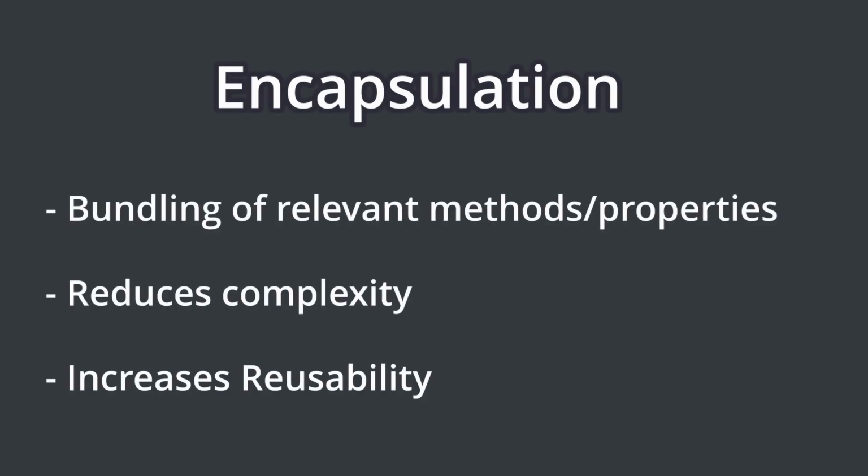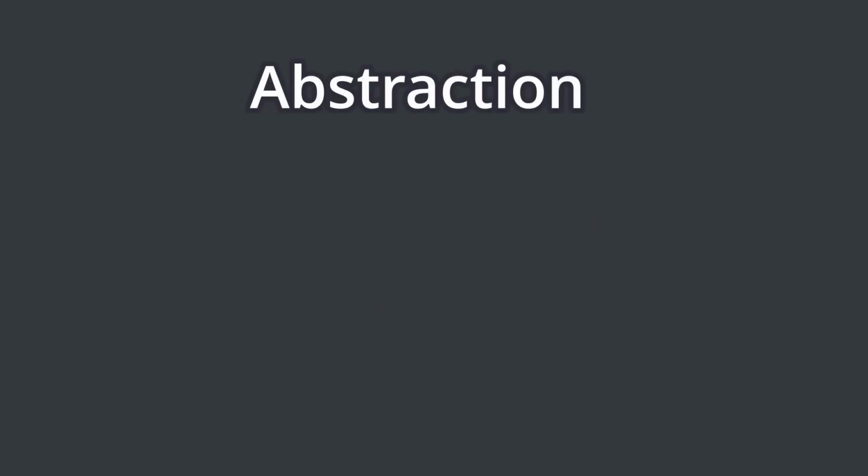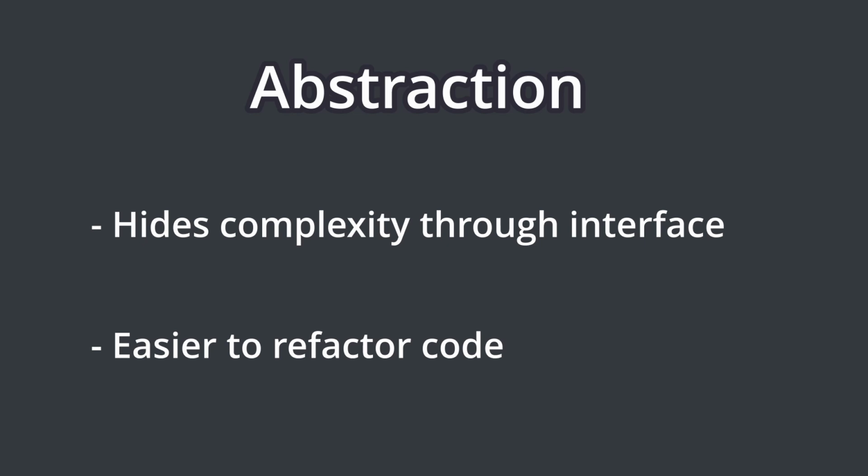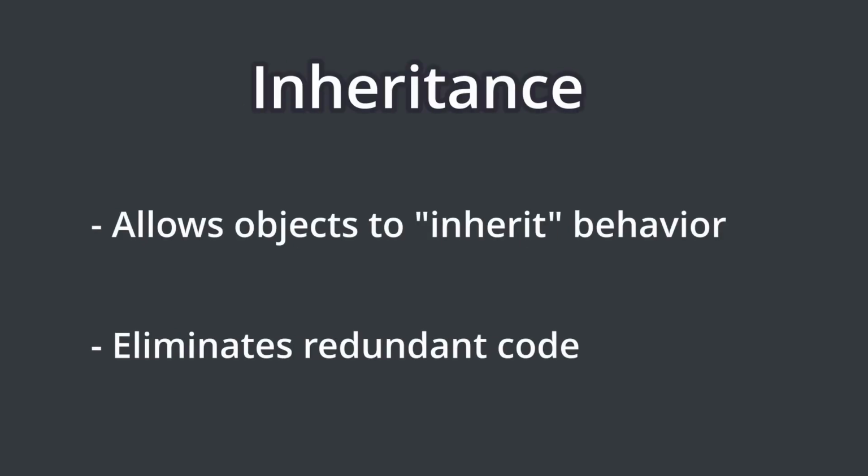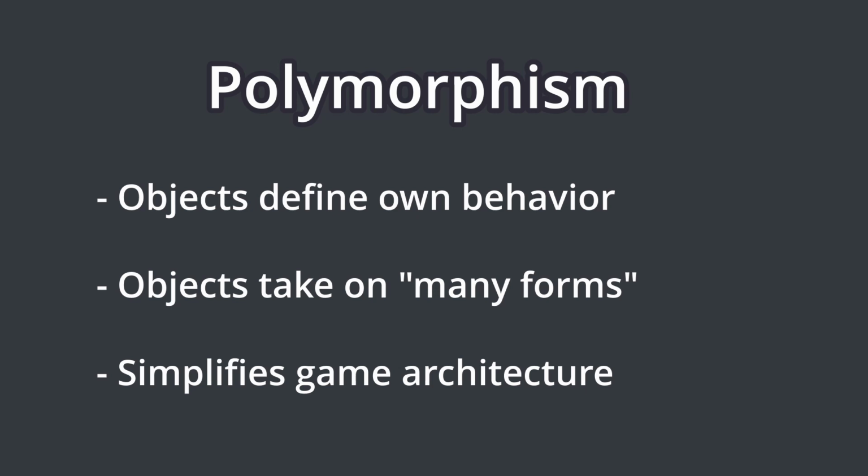Let's recap. First, we have the concept of encapsulation, which reduces code complexity and increases reusability through bundling of relevant methods and properties into an object. Second, we have the concept of abstraction, which reduces the complexity of some behavior to a simple interface and allows you to much more easily refactor code. Third, we have the concept of inheritance that allows objects to inherit behavior from a parent class to eliminate redundant code. And lastly, fourth, we have the concept of polymorphism that simplifies game architecture by having the object itself determine what behavior will run. Now, let's see how to implement object-oriented programming with the Playdate SDK.